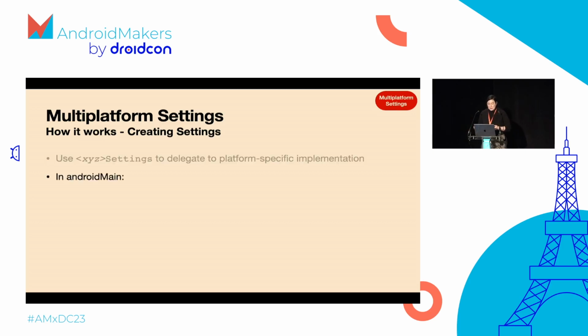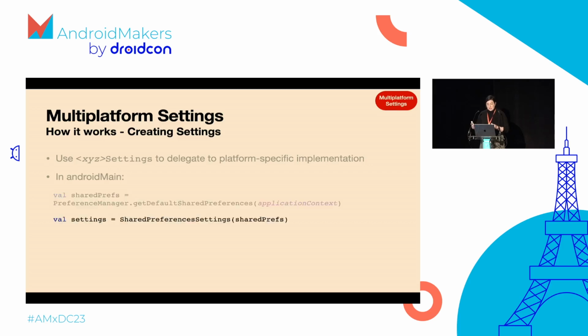So on Android, in Android main, you're going to provide the following to your dependency manager. Here, you're getting the default SharedPreferences, and then you provide it to the Multiplatform Settings class called SharedPreferencesSettings, and it will delegate all its calls to your SharedPreferences instance. On iOS, you provide this in iOS main. You're going to provide UserDefaults.standard to the Multiplatform Settings class called NSUserDefaultsSettings, and it will delegate all its calls to NSUserDefaults.